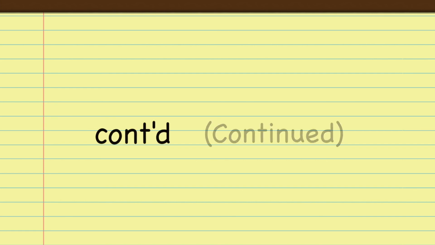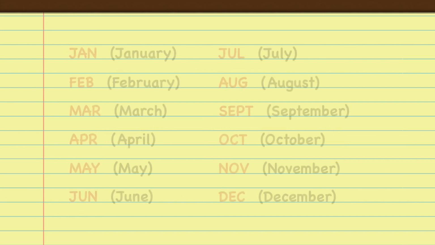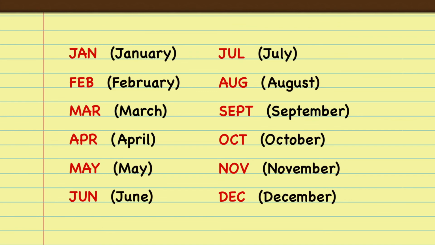Abbreviate words by dropping a letter such as CONT'D for the word continued. Spell out months by using the proper abbreviations. Highlight important key information by underlining it.